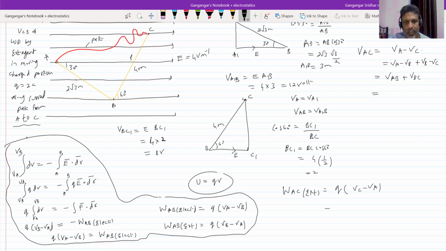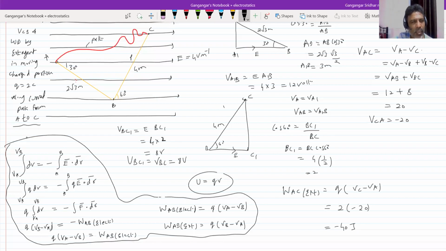So what is VAB? VAB already we calculated, is equal to 12. VBC, where is the value of VBC? Here, 8 volt. So VAC is 20 volt. Next, I'll substitute this. So charge is 2, VAC is this much. VCA is how much? Minus 20. Work done is minus 40 joule. I changed the path to be from A to C, no?